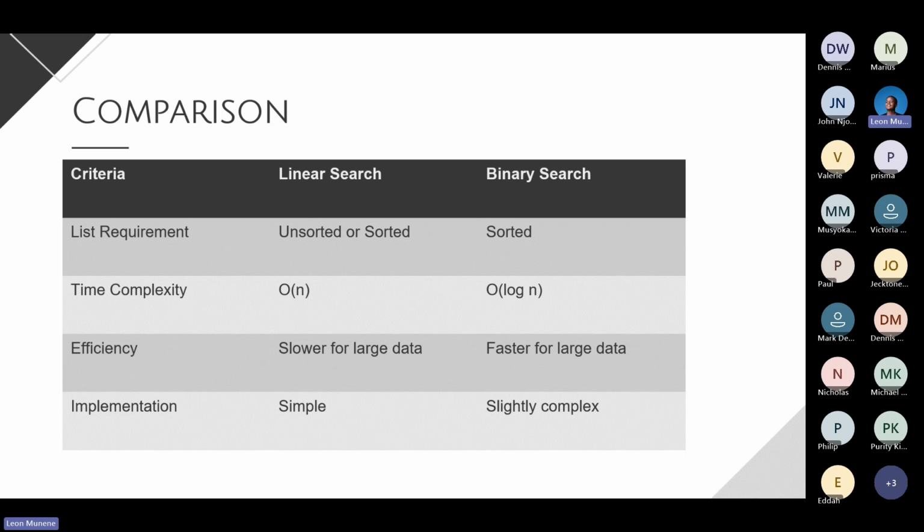In a normal sense, if it's a list of just 10 elements, linear search might be faster, but most of the time you'll be meeting large sets of data in the world, and at that point, binary search will be the way to go. And as for implementation, linear is, as I said, quite simple. It's a few lines, but binary is just slightly more complex.